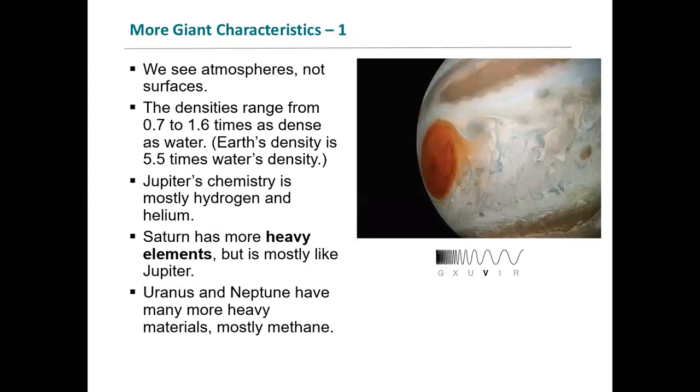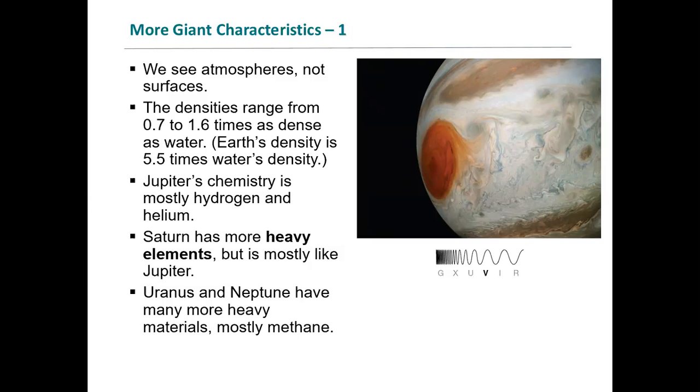More giant characteristics. Well, we see atmospheres, not surfaces. Again, there's really no strict line between the surface and the atmosphere, but the densities, like I said, range from 0.7 to 1.6 times as dense as water. Earth's density, like I said, is around 5.5 grams per cubic centimeter, or grams per milliliter, and the density of water is 1, so that's why it goes 0.7 to 1.6.